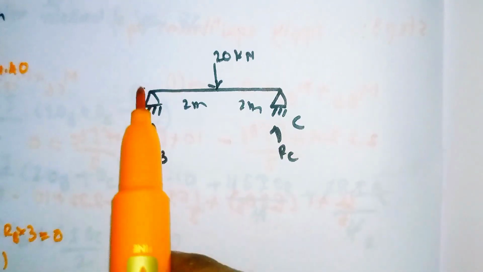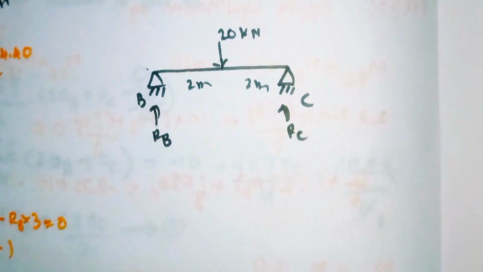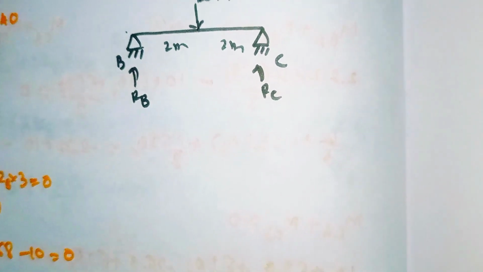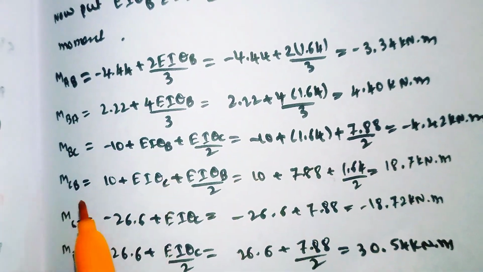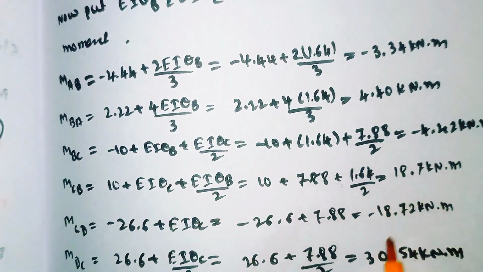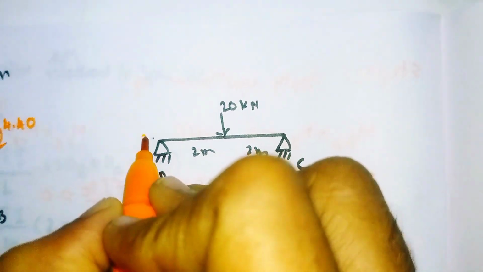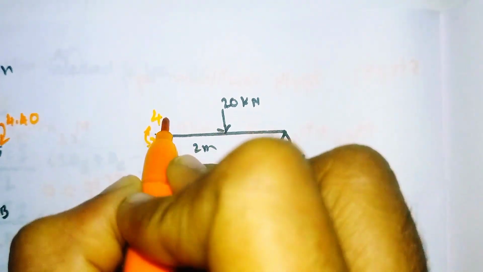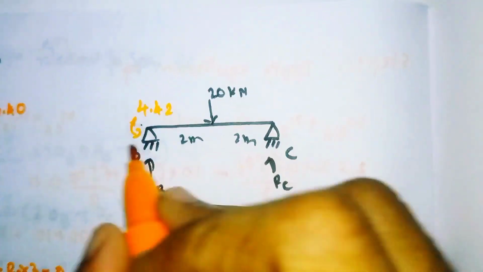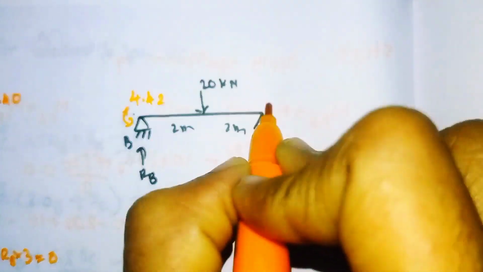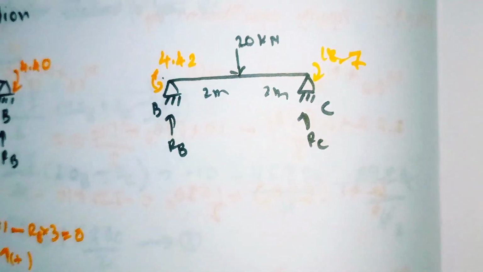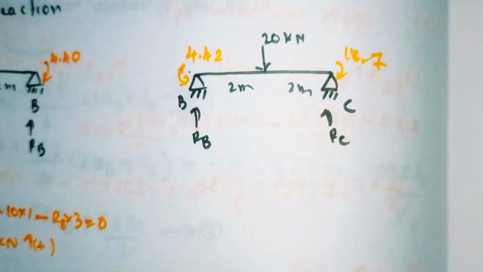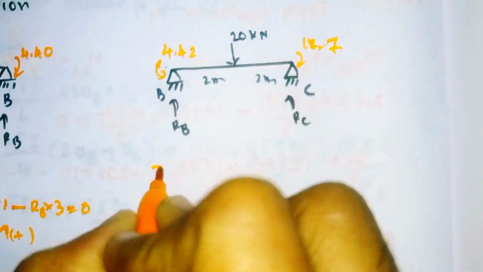For BC we have the moment values. The MBC value is minus 4.42 and the MCB value is positive 18.7. So now calculate the reactions.